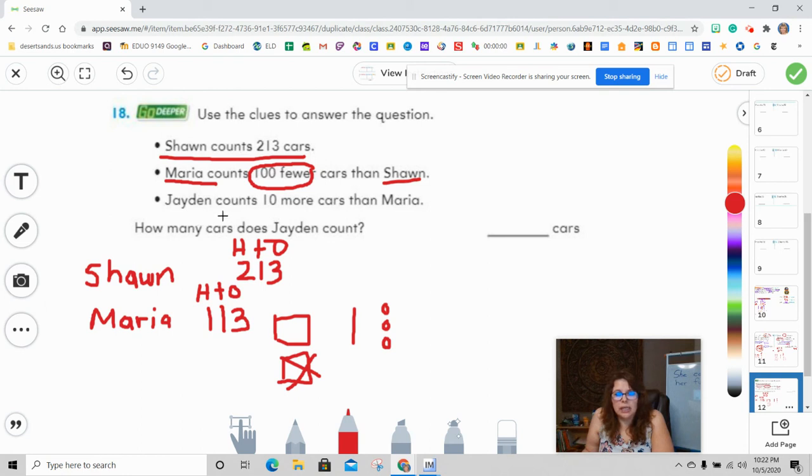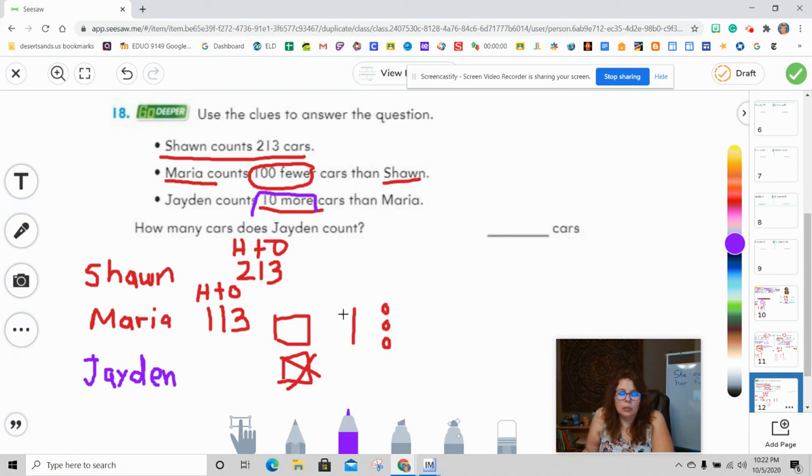Now it says Jaden counts 10 more cars than Maria. So now we're going to say Jaden. See how I'm using the same picture? Because they kind of go together. They're related. You just have to follow the clues. So Jaden counts 10 more than Maria. And this is what Maria had. We had 113. So 10 more cars than Maria.